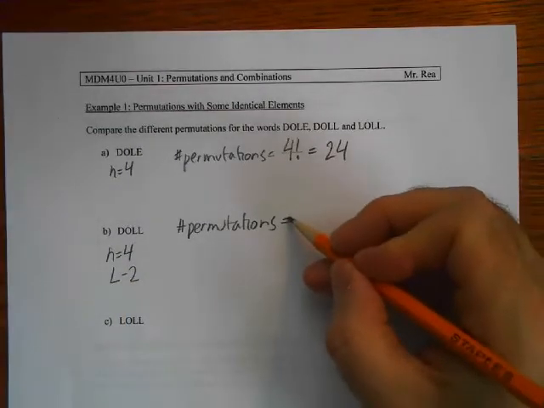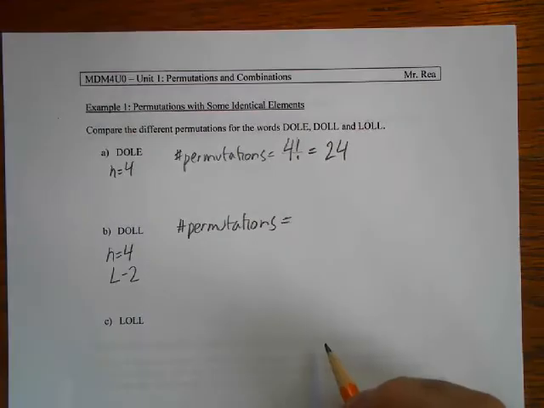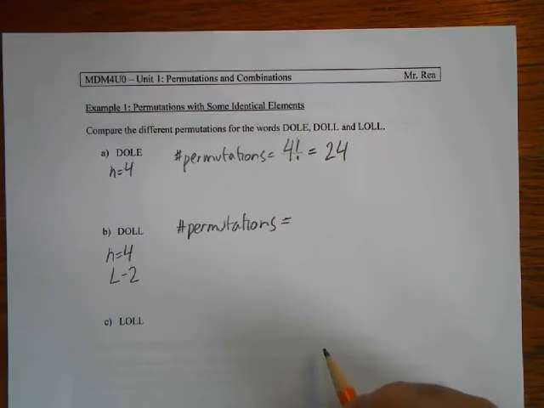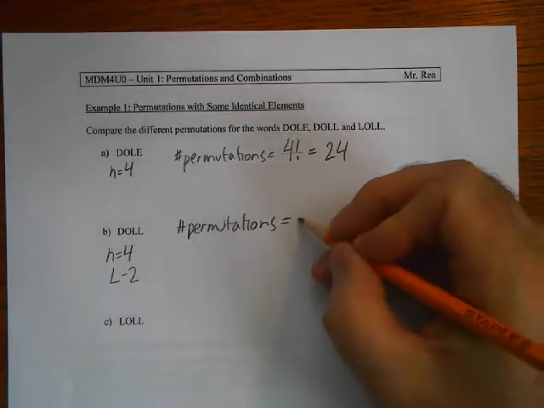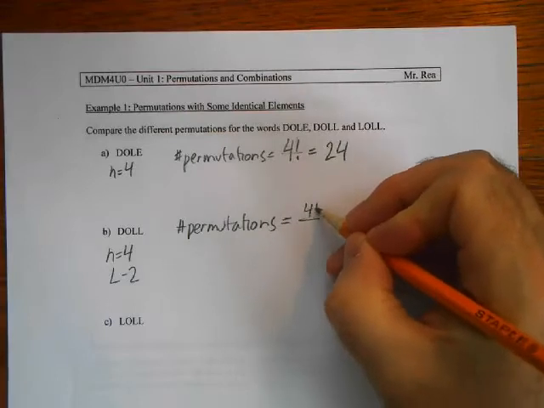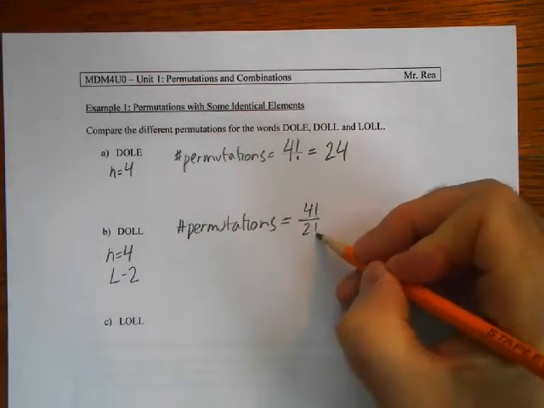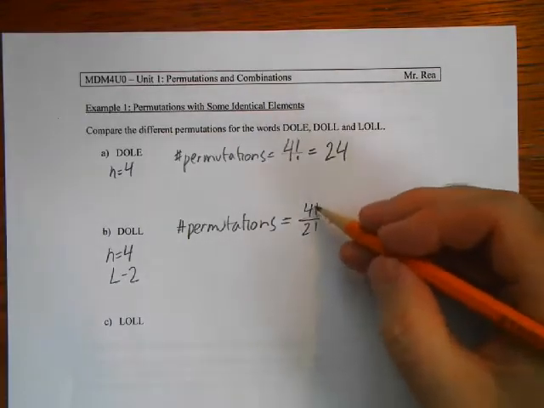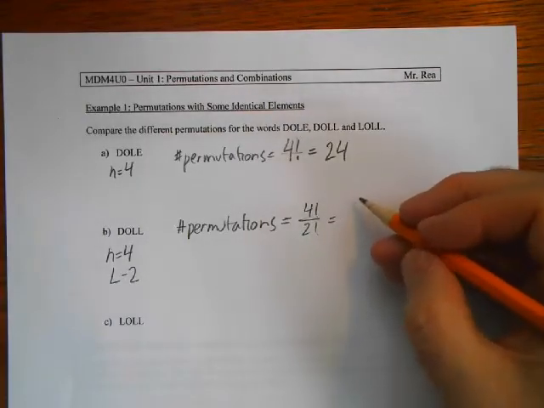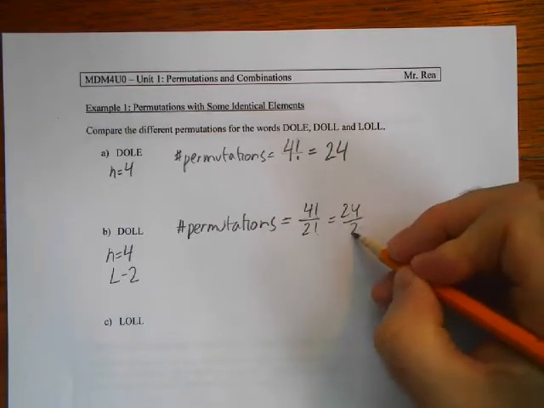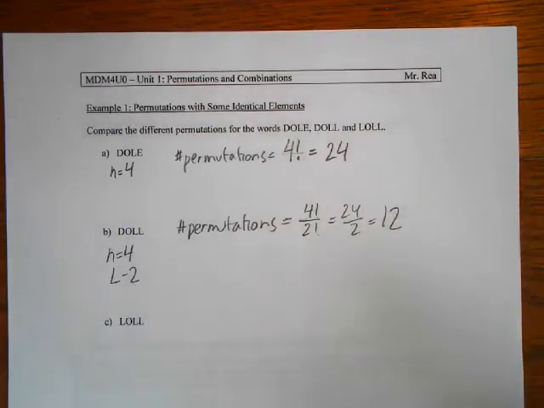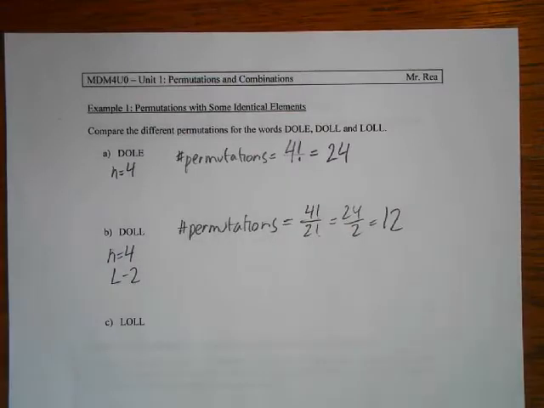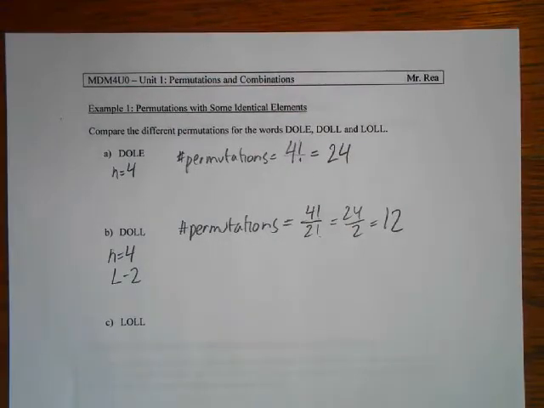So our formula now will be forced to use the new version for the duplicates. So it's going to be n factorial, which again is 4 factorial over 2 factorial, which you could do a couple of different ways. That would be 24 divided by 2. So 12 ways of doing it, just like we saw when we did it manually.